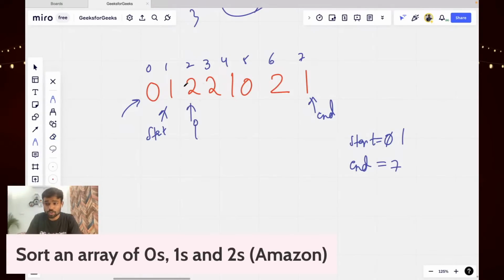Now we have 2. So what we will do? We will swap with AND. Okay. We will swap with AND. So now we will have here 2 and here 1. So here it will be 1, here it will be 2. And then our AND will be updated. Our AND will be now at this particular position.